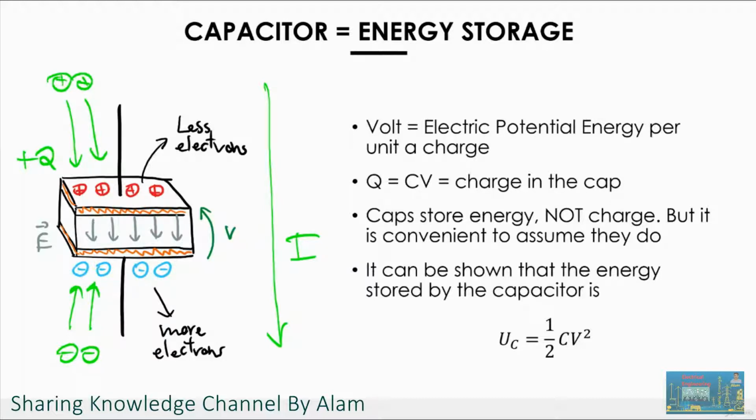To summarize again, the capacitor in effect does not store any charge, but it simply changes the distribution of the same amount of electrons between the two plates. So one plate ends up having a higher amount of electrons, the lower plate. The other plate ends up having a lower amount of electrons.